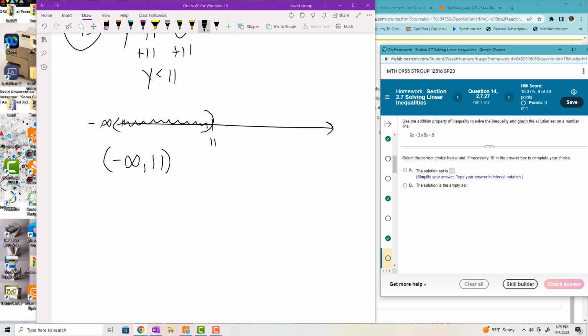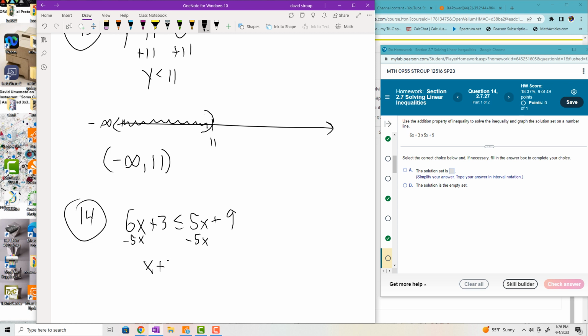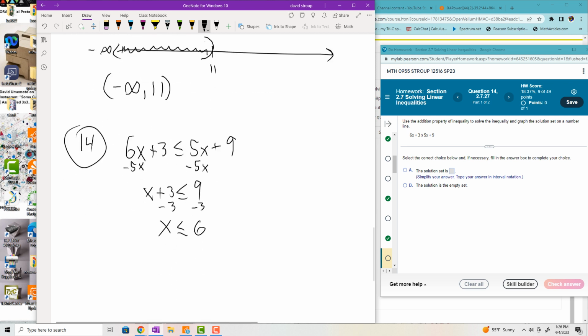Okay, so now question 14 is more complicated. We have more stuff floating about, but it's the same as solving equations like we did when we first started the class. So I'm going to collect all the variable terms on one side. So 6x minus 5x is 1x. And then I'm going to move the constants to the other side. So subtract 3. And I get x less than or equal to 6.